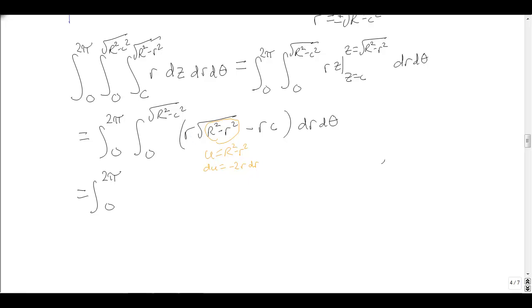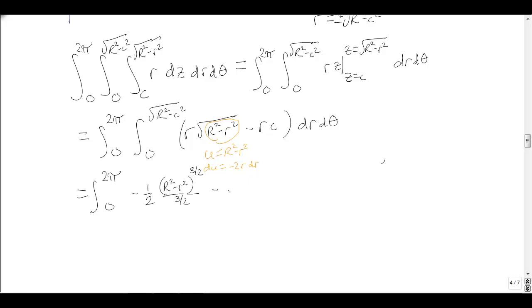So what I'll get is a negative 1/2 to be able to put the negative 2 there. And then I'm going to get capital R squared minus lowercase r squared to the 1/2 power, raised to the 3/2, and then I divide by 3/2 here. So that's this first antiderivative.